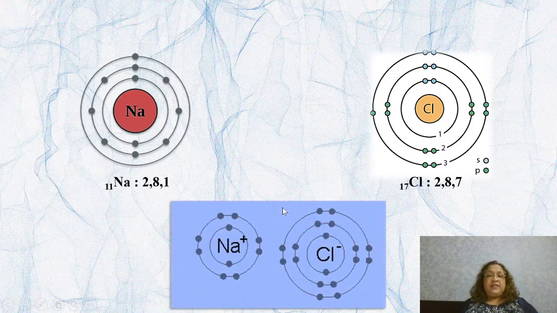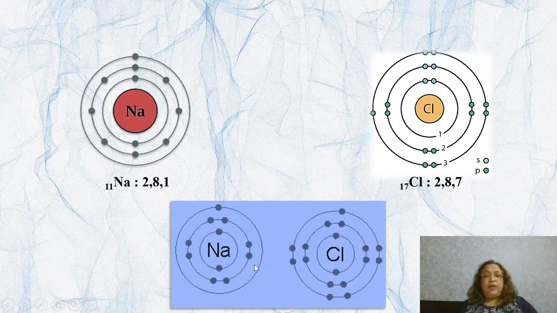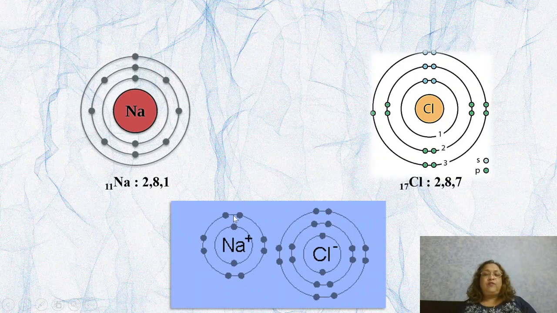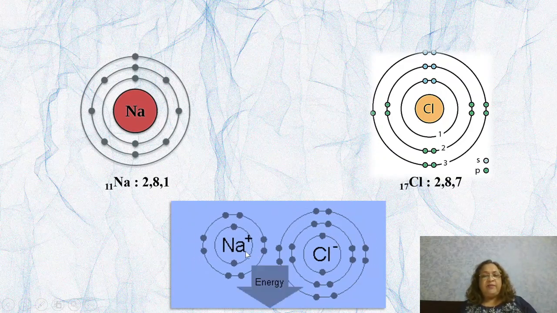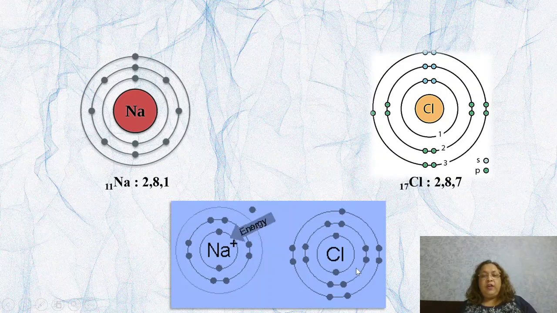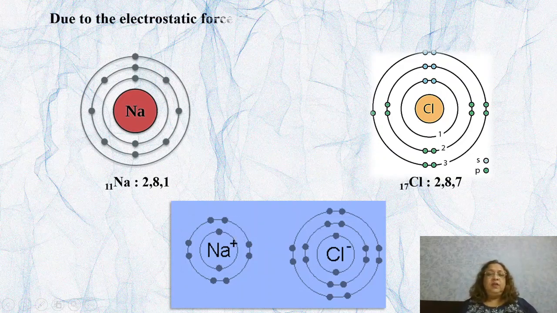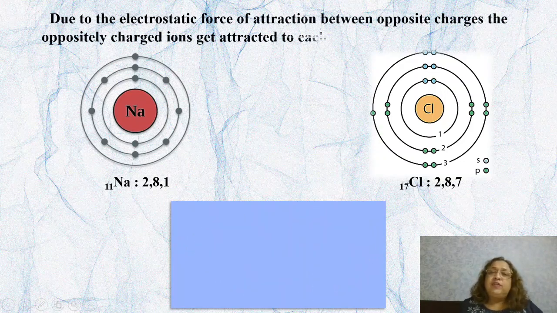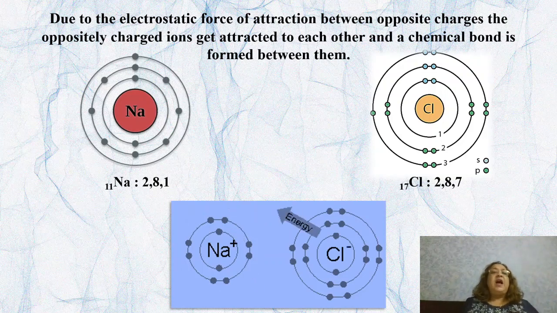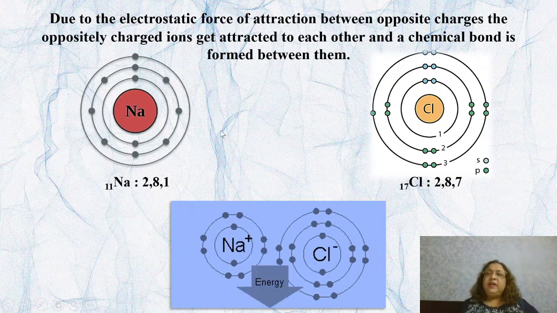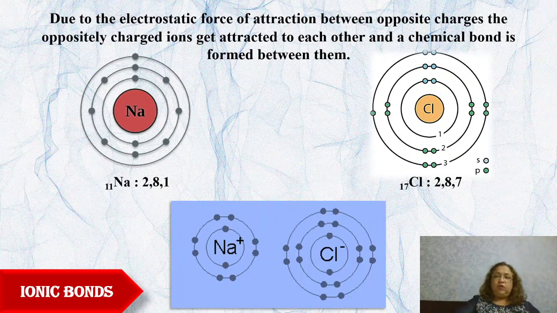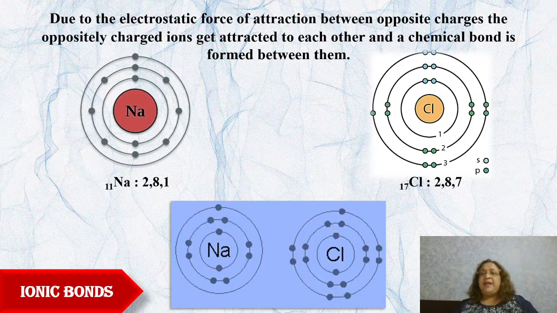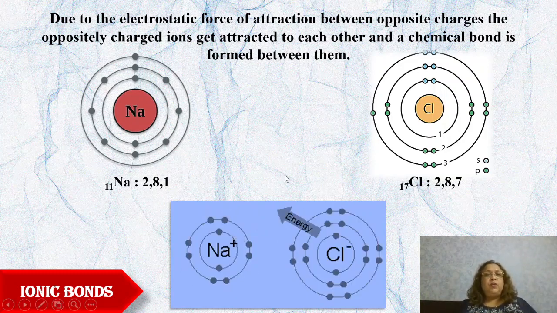So now we can see what happens here. Sodium and chlorine come together. There is an energy which makes one electron from sodium go to the chlorine atom and form a bond. Then we have sodium, which is positive, and chlorine, which becomes negative. Now, due to the electrostatic force of attraction between opposite charges, the oppositely charged ions, that is sodium and chlorine, get attracted to each other and a bond is formed between them. This type of bond, where one electron goes to the other atom and the other atom accepts this electron, thus forming a bond, is known as an ionic bond.